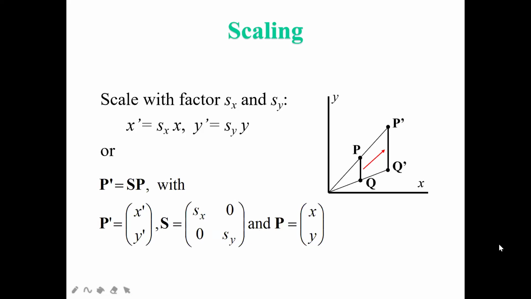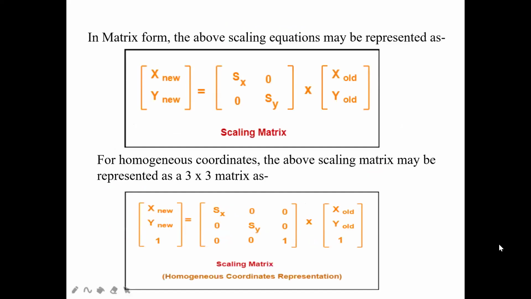Okay, next thing is, how are we going to represent it in matrix form? This is the scaling factor, whatever we have seen, the same thing I have represented in the scaling matrix. So x new and y new is equal to sx 0, 0 sy multiplied with the old values. But the same thing, if I want to consider it in homogeneous coordinates, it is very easy, as we have done many times already.